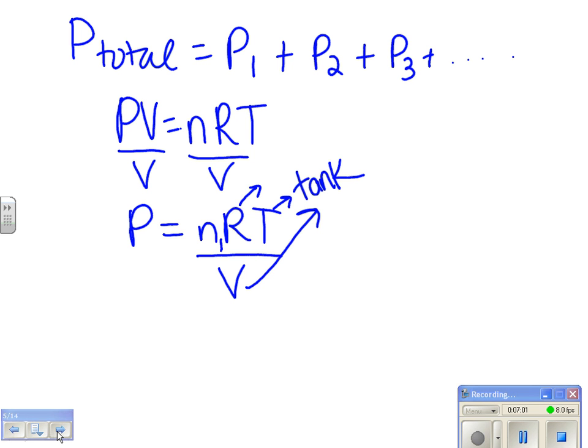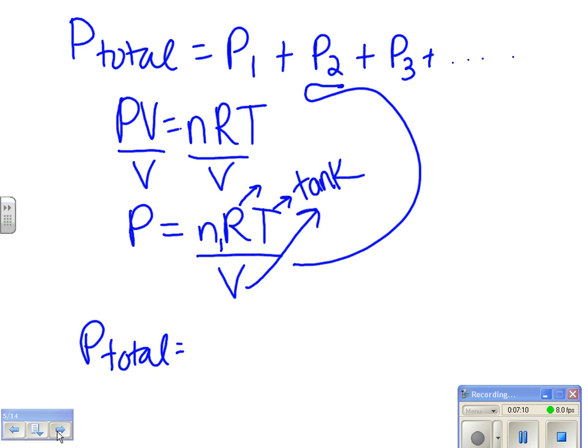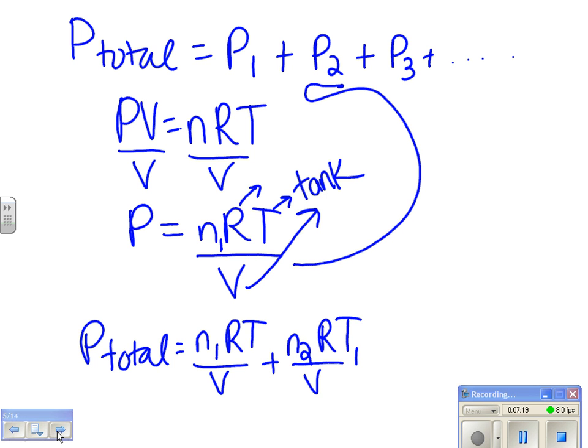So now when we substitute this into our equation up here, P total is now equal to N1 RT over V, plus N2 RT over V, plus N3 RT over V, plus however many gases you have. Now, look at this. What can we do with this equation? What if we just wanted to solve for P total?